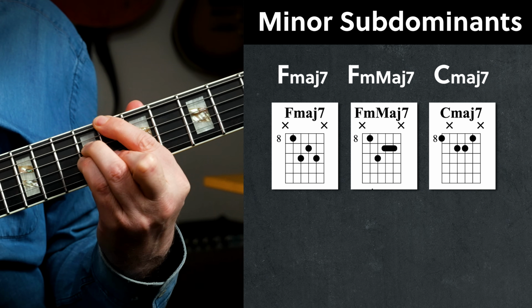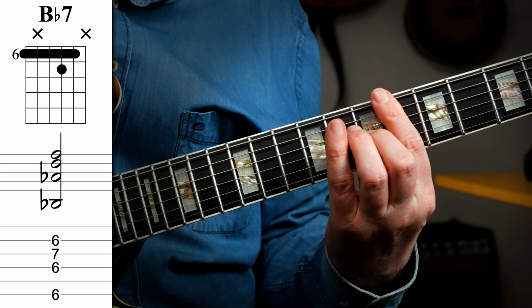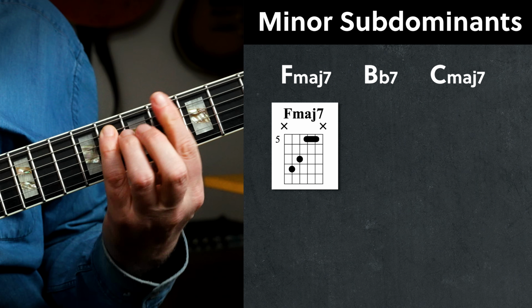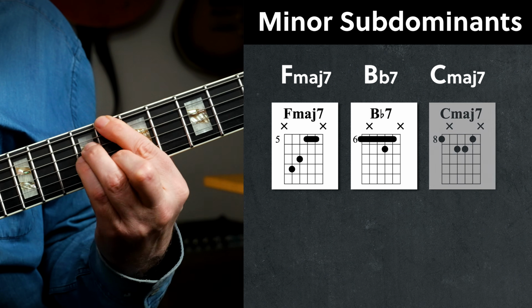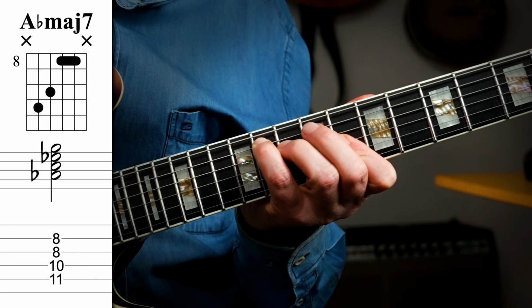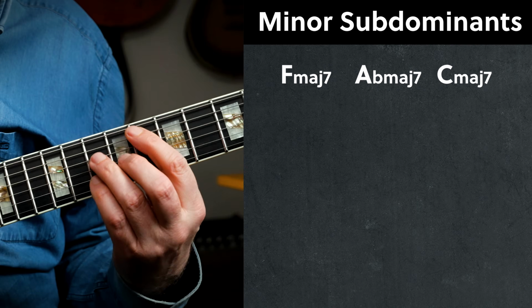Another very common example is the flat 7 as a dominant, or the backdoor dominant, that's B flat 7. And if you put that to use, it sounds like this. And maybe the most beautiful one is the flat 6 as a major 7 chord, A flat major 7. And check out how this sounds.